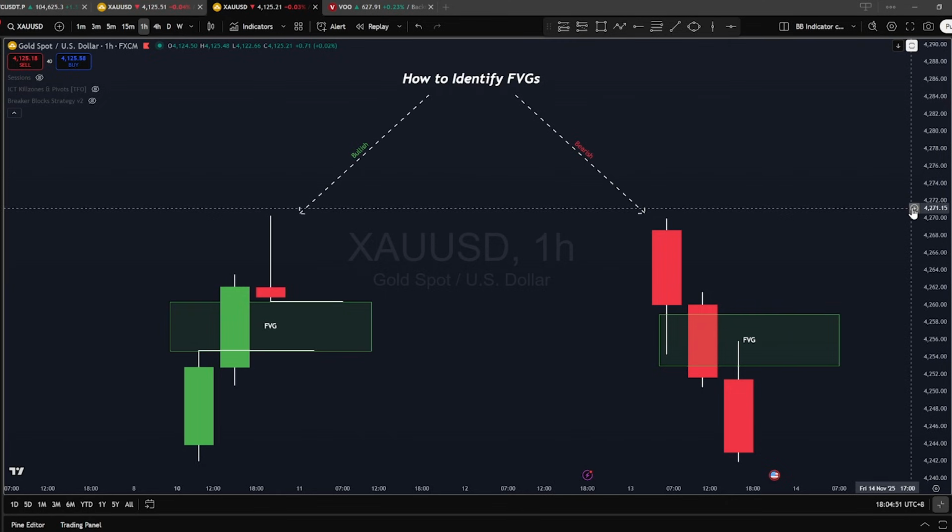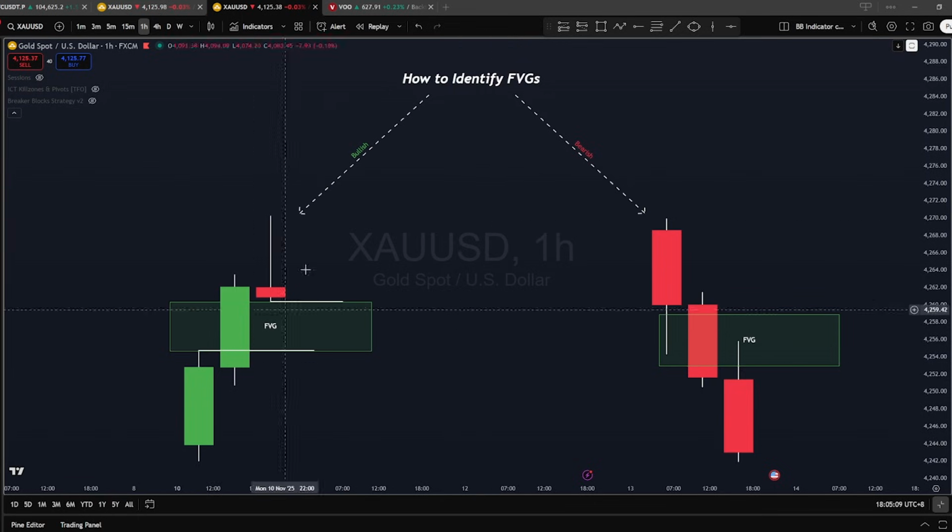Is everybody clear on how to identify a fair value gap? Step by step. First step, identify 3 consecutive candles. Step 2, look for a gap between the first candle's wicks and the third candle's wicks. Okay? The candle can be black, white, yellow, green. The focus is on the wicks.